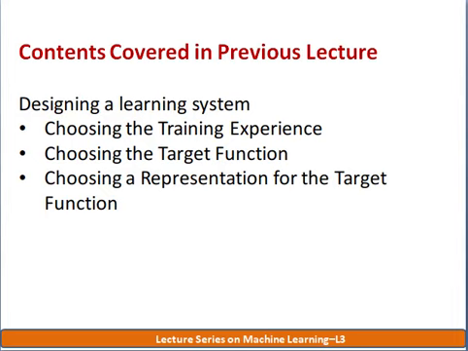The content we discussed in the previous lecture is designing a learning system. In that we studied choosing the training experience. In that we have three approaches: getting the training experience through direct or indirect feedback; the degree to which the learner controls the sequence of training examples; and how well the training experience represents the distribution of examples over the final system performance.